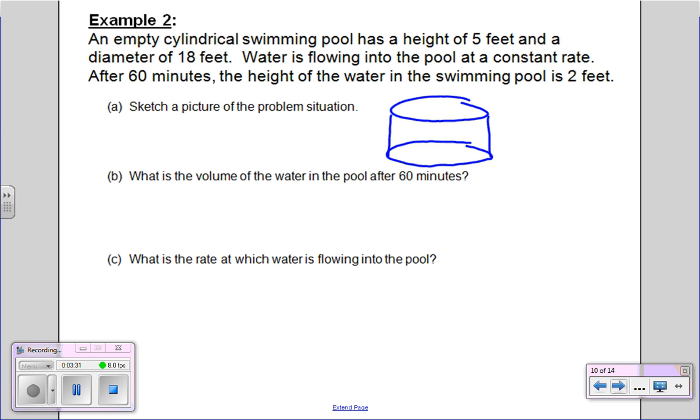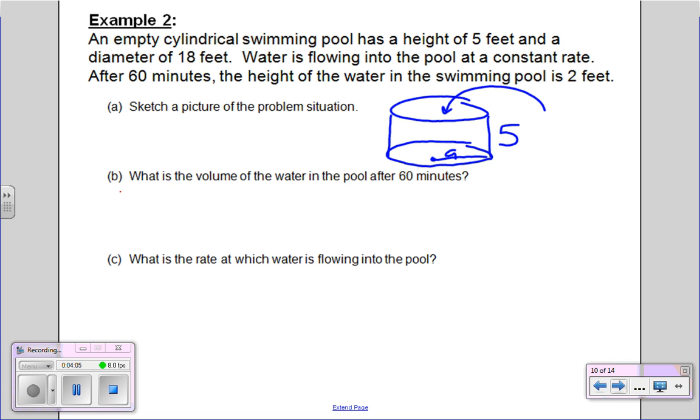We know that the pool has a height of 5. And we know the diameter is 18, so therefore we know the radius is 9. Water's flowing into this at a constant rate. We just don't know at what rate right now. But we do know after 60 minutes the height in the pool is 2 feet. So part B says, what is the volume of the water in the pool after 60 minutes?